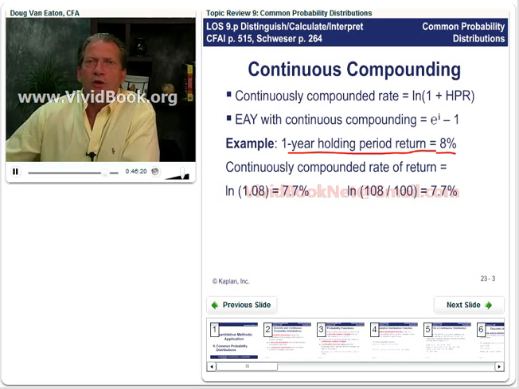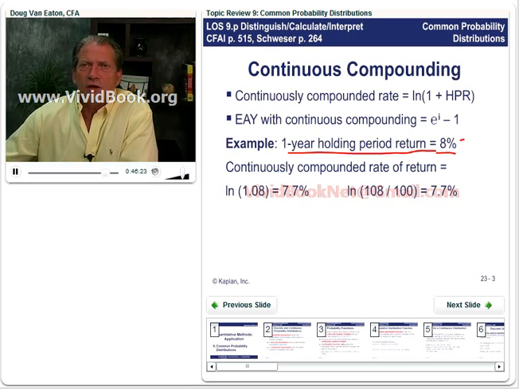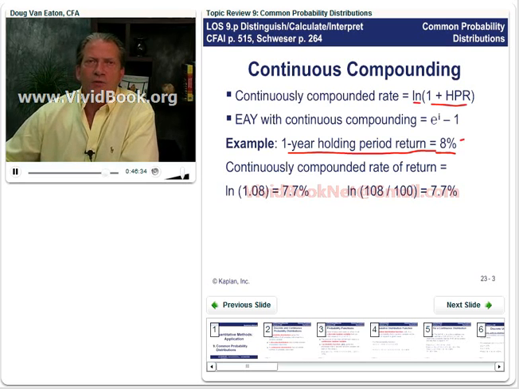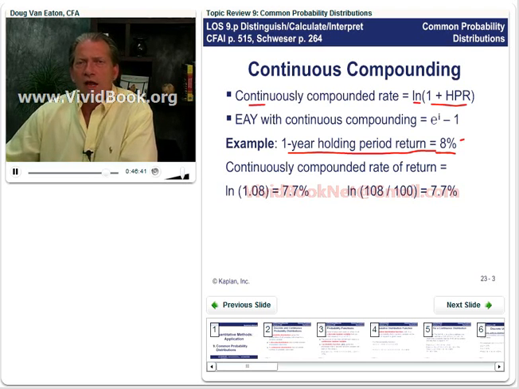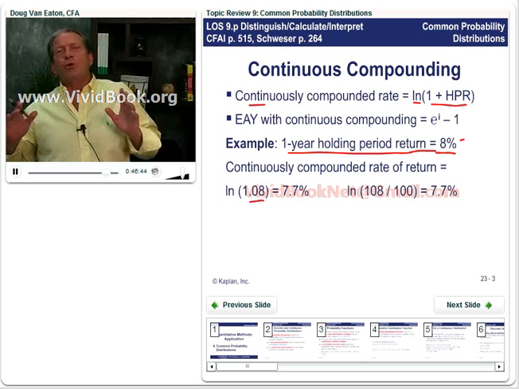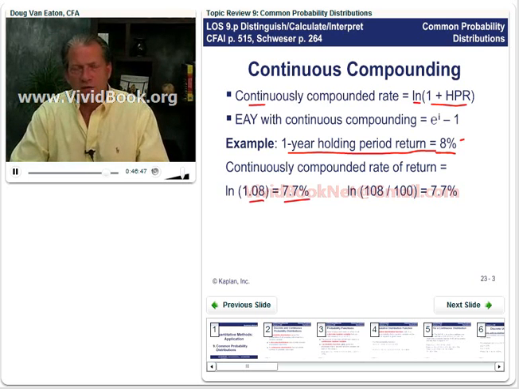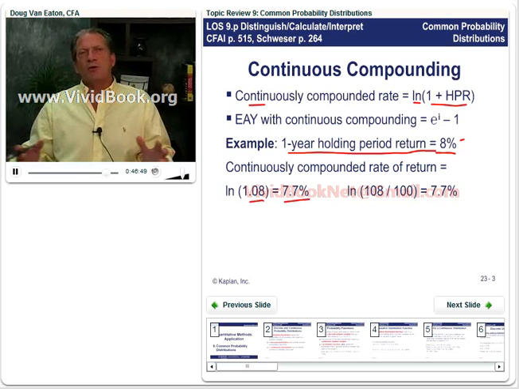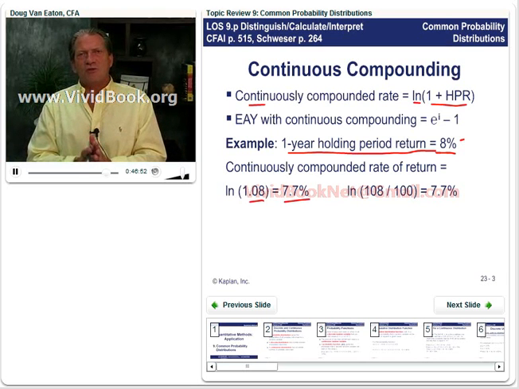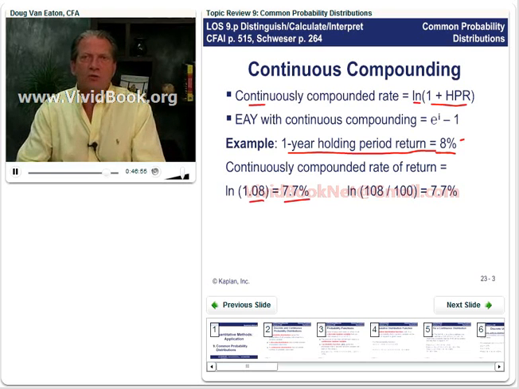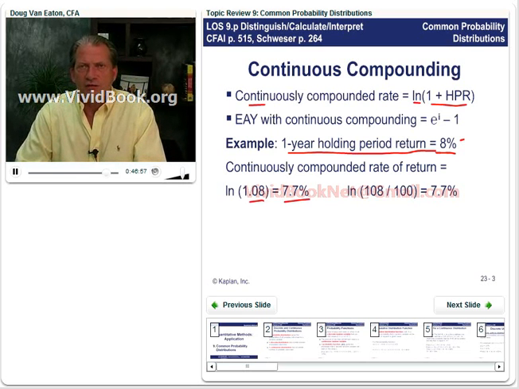But this time, we're given the effective rate. So if you look here, if we take the log of 1 plus that holding period return, we're going to get the continuously compounded rate. So that's as easy as 1 plus 8%. Take the natural log of that with your calculator, and we find out that with a 7.7% stated annual rate, if we took the compounding period down as far as it would go and limit to continuous compounding, our effective annual yield would be 7.7%.